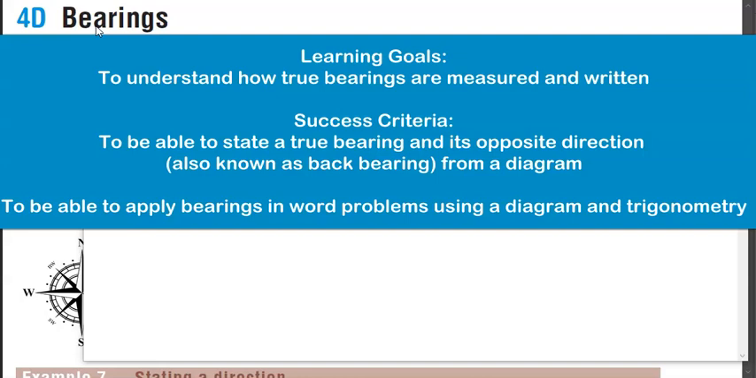For now, let's look at bearings, and the learning goal for this one is to understand how true bearings are measured and written. The success criteria for the first part is to be able to state a true bearing and its opposite direction, also known as a back bearing, from a diagram. And the second part is primarily going to be looking at how to apply bearings in word problems using a diagram and trigonometry.